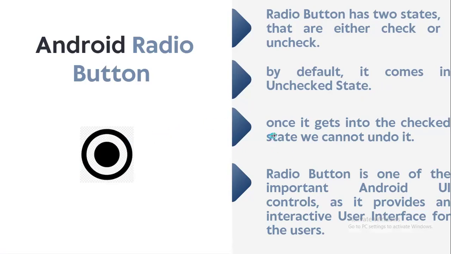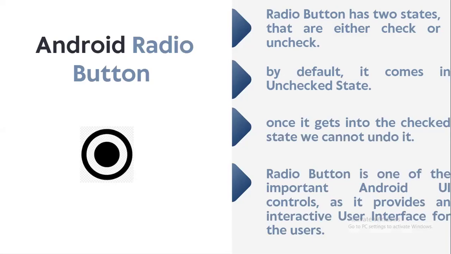But once it gets into the checked state, we cannot undo it. When we click on the radio button, we cannot undo it, meaning we cannot uncheck it. But this is only for a single radio button. Single radio button means what? If you have only taken a single radio button on your screen, then if a user clicks on that button, it will be checked. But after that, a user cannot uncheck it because it is a single radio button. It is a limited scenario where we can use this single radio button.